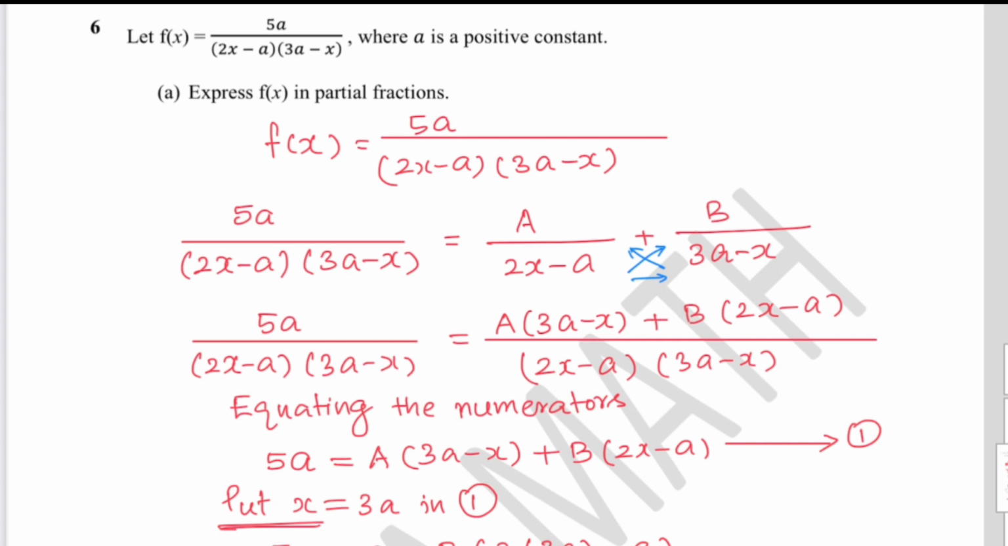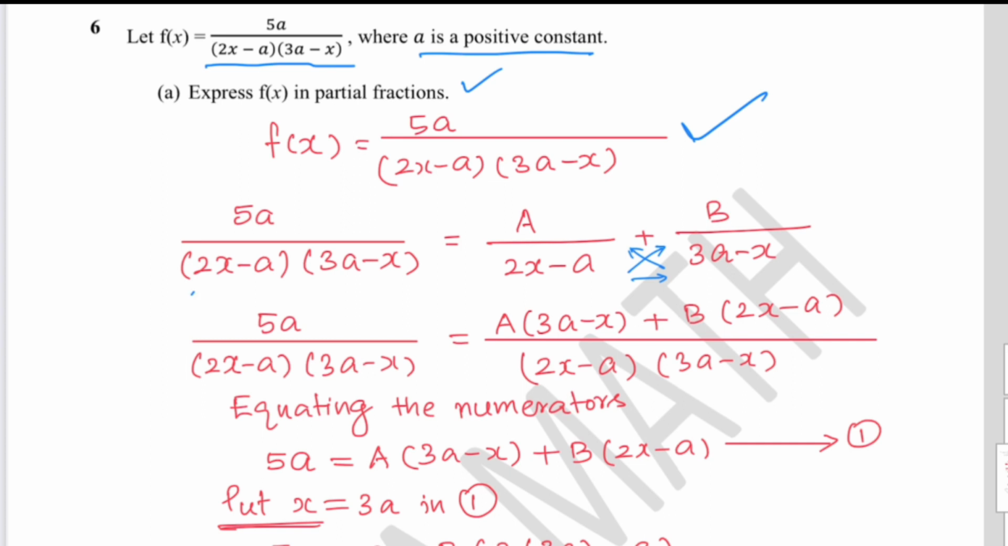And question number 6. Let f of x be equal to 5a over 2x minus a times 3a minus x, where a is a positive constant. Express f of x in partial fractions. So f of x is equal to 5a over 2x minus a times 3a minus x, and therefore we can split it into partial fractions.